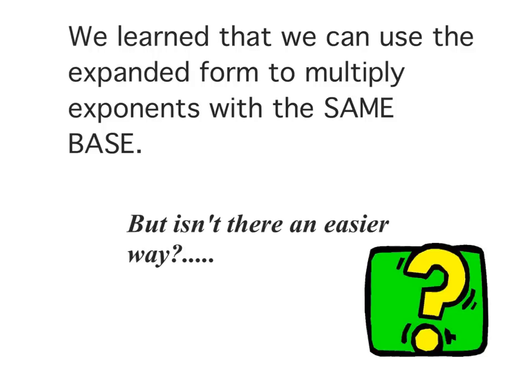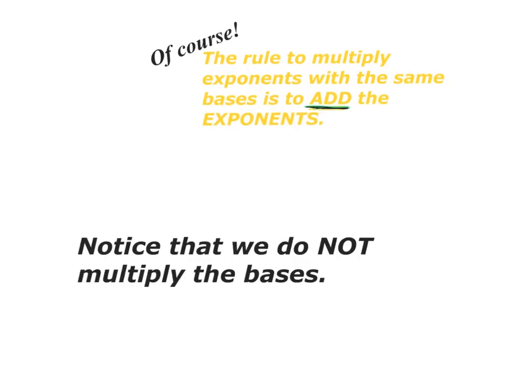So we just learned that we can multiply using the expanded form, but isn't there an easier way? There's another way to multiply exponents. Instead of using the expanded form, we can use the rule. And the rule says if the bases are the same, we can add the exponents.